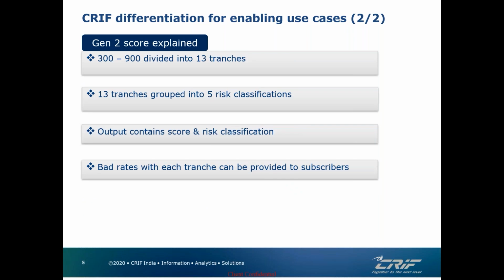So we spoke a lot about the score. What is the score? As I said, the score is on a scale of 300 to 900. It is divided into 13 tranches, which means what? That let's say, for example, 300 to 900 is divided into 13 grades. And why are they divided into 13 grades? Because each grade is associated with a certain probability of default.